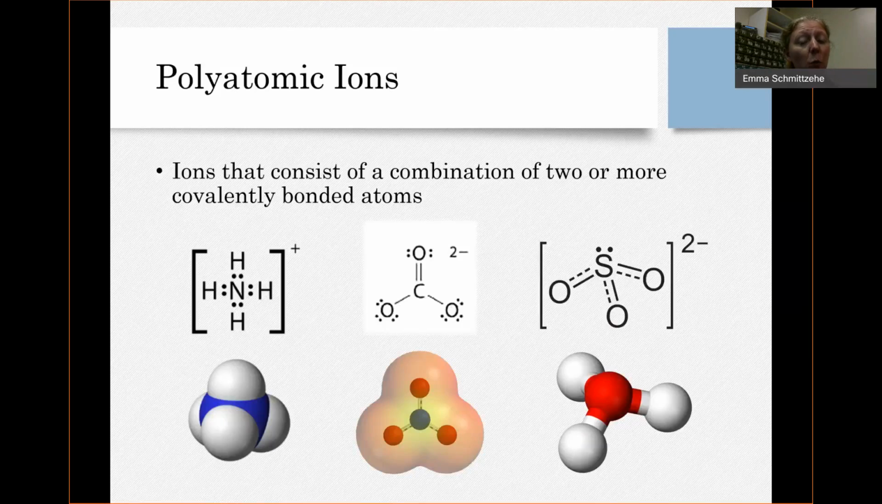One key point of the nomenclature of ions is when you name it, it's always going to have the word ion at the end, whether you're talking about monatomic ions or polyatomic ions.